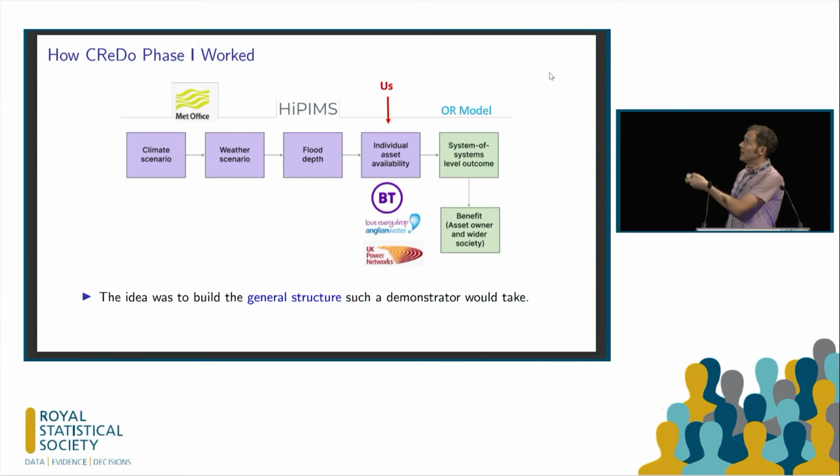So we took the rain fields generated by the weather scenarios and put them into a physics-based model which then produced essentially flood fields in real time from the weather events that we've produced. So HIPIMS was produced at Newcastle University by the School of Engineering. And what that did, that gave us flood depths over the entire length of this extreme weather event.